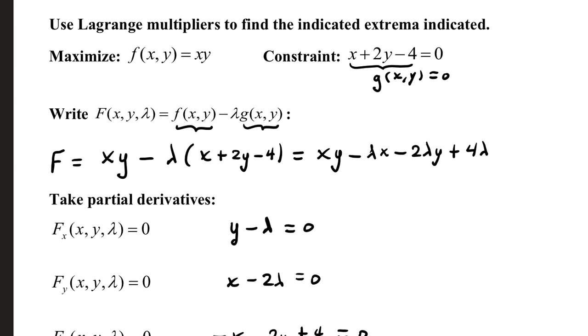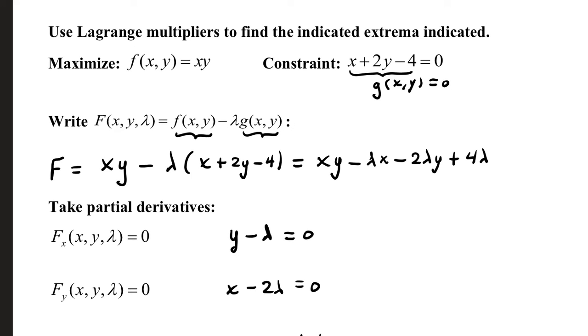Use Lagrange multipliers to find the indicated extrema. First, we're asked to maximize the function f of x, y equals x times y, subject to the constraint x plus 2y minus 4 equals 0. You want to make sure that your function g of x, y is set equal to 0. In this problem, it is.